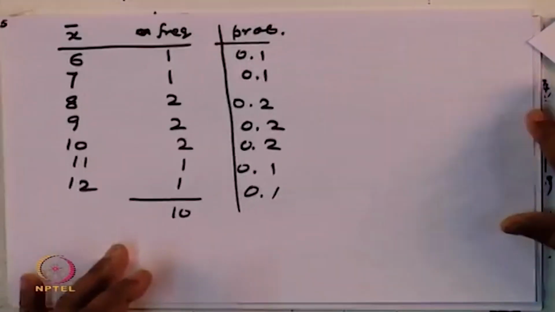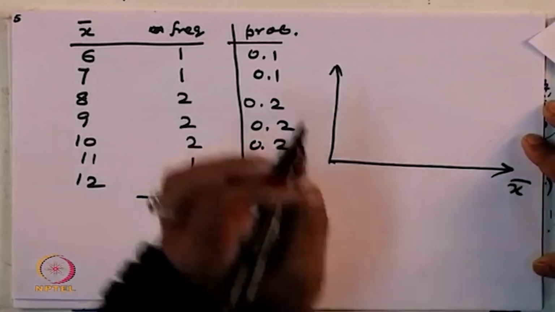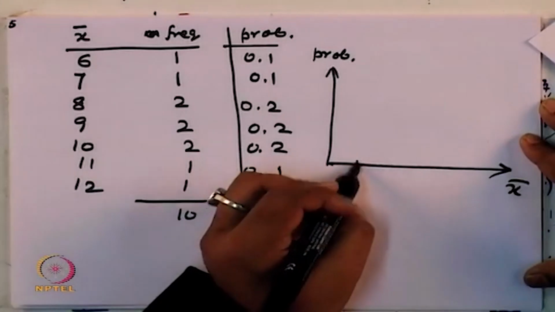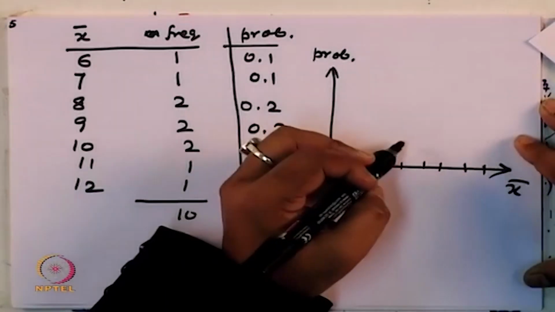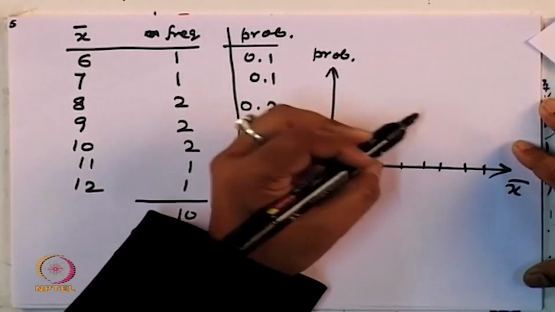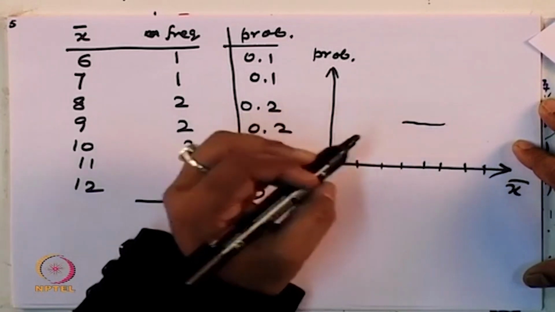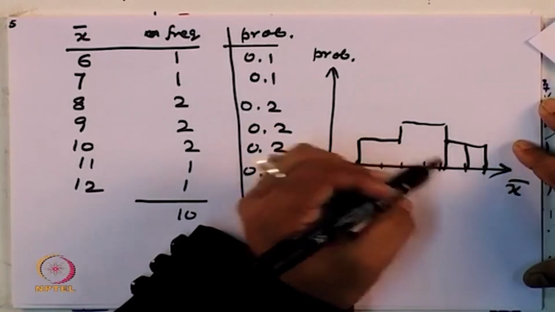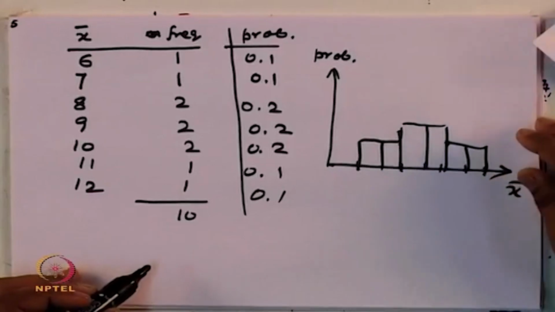Okay. So, if you plot this distribution, x bar and probability, you have 6, 7, 8, 9, 10, 11, 12. So, this is what your frequency will look like for the sample mean.